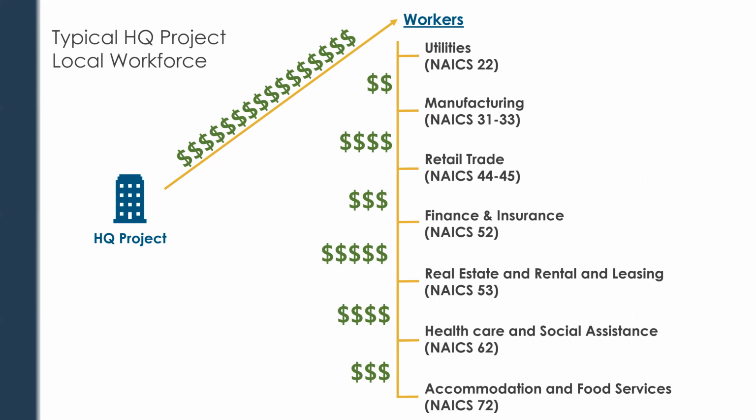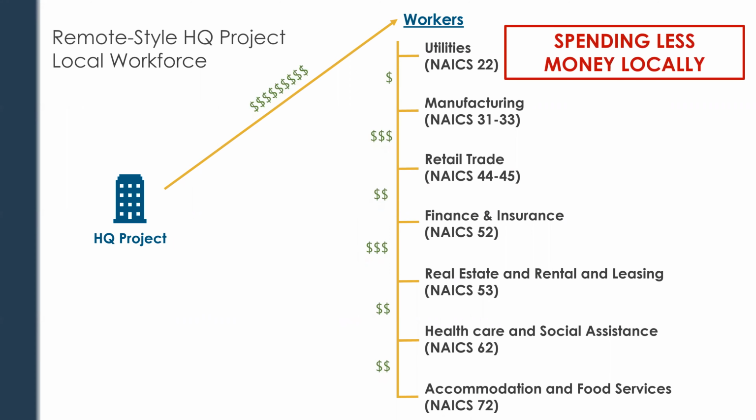And we've got big dollar signs going to all the different places a worker might spend their money, and maybe even more that aren't on there. And then we go to the remote style headquarters, and we've got smaller dollar signs, fewer dollar signs. Essentially, we're spending less money locally here as there are fewer workers in the area. And it's going to just boil down to less money being spent throughout that local economy. So that, at a high level, is what's going on as we think about this remote style headquarters project as I've described it.